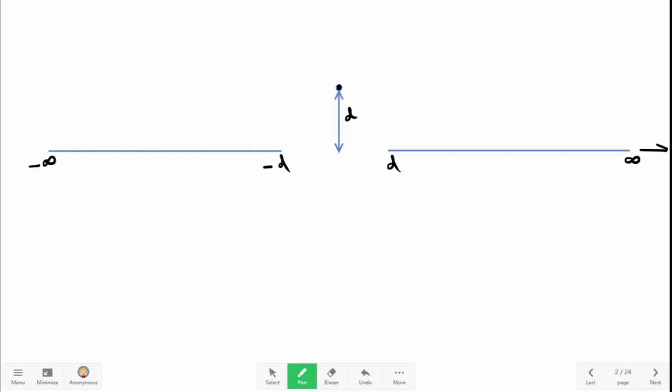This is our x-axis. This is wire 1. This is wire 2. Wire 1 is extending from minus infinity to minus d and wire 2 is extending from d to infinity. Now both the wires are carrying a steady current I in the same direction.